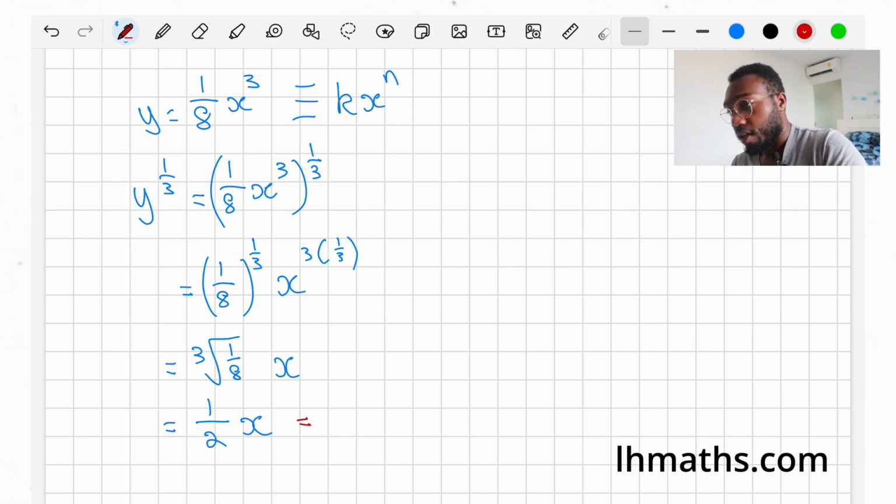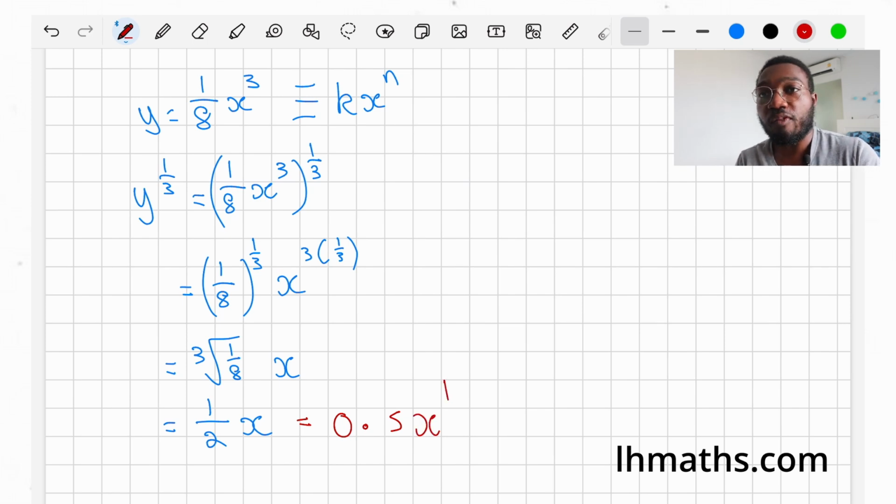You can leave it as a half, or if you want to, you can write it as 0.5x. Oh, sorry about that. My pen is being a bit weird. You can write it as 0.5x to the power of 1 if you want to. You can even write it as a half x to the power of 1. I'm just putting the 1 here because it says where k and n are constants. So in the exam, it's always nice to show them what the constants are. After this question, you can always write something like where k is a half, or where k is 0.5, and n is 1.